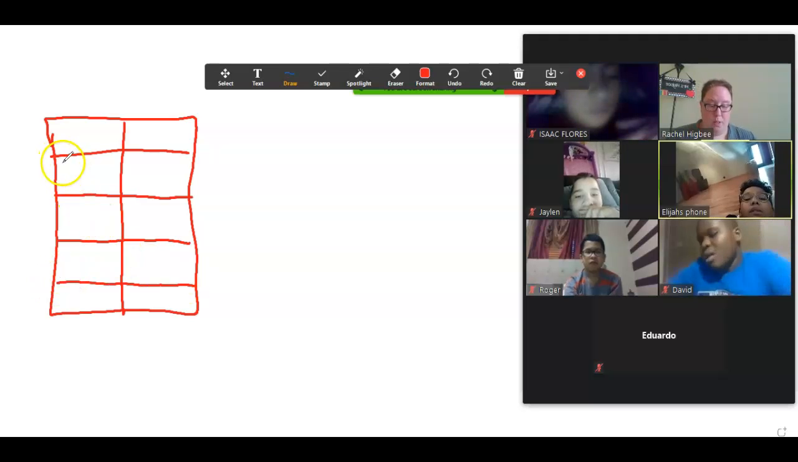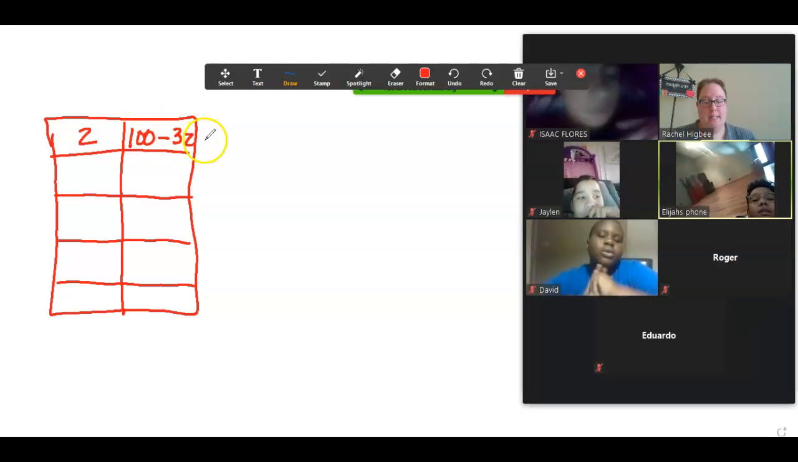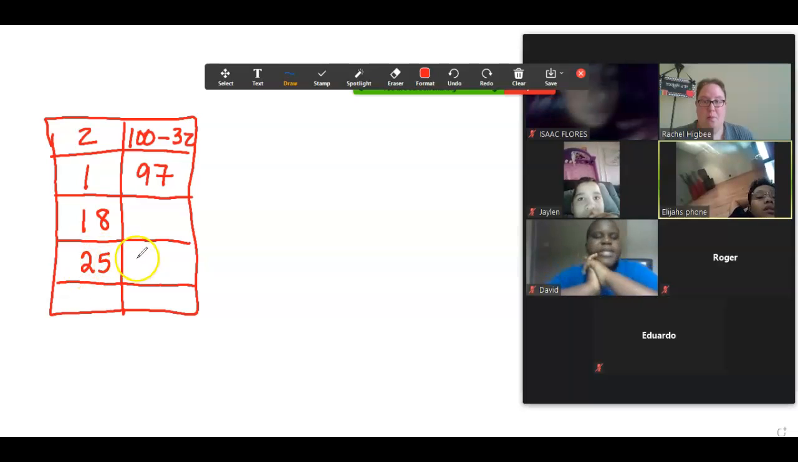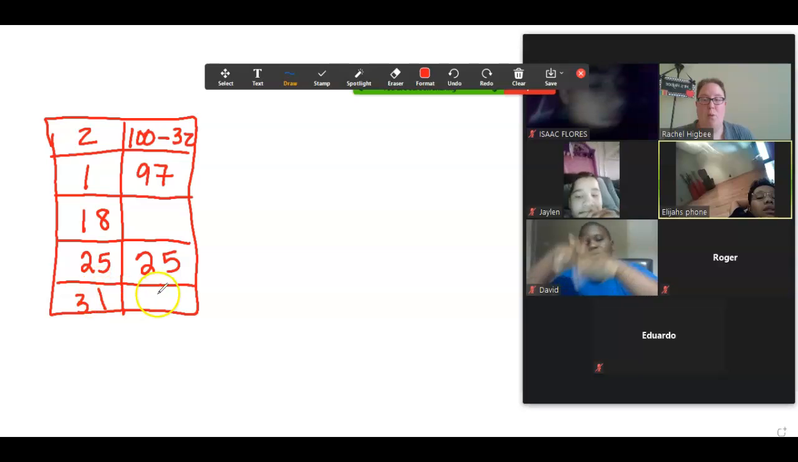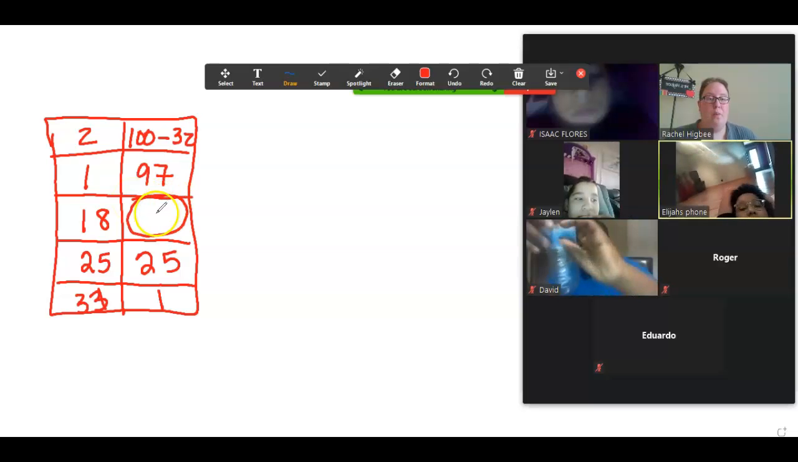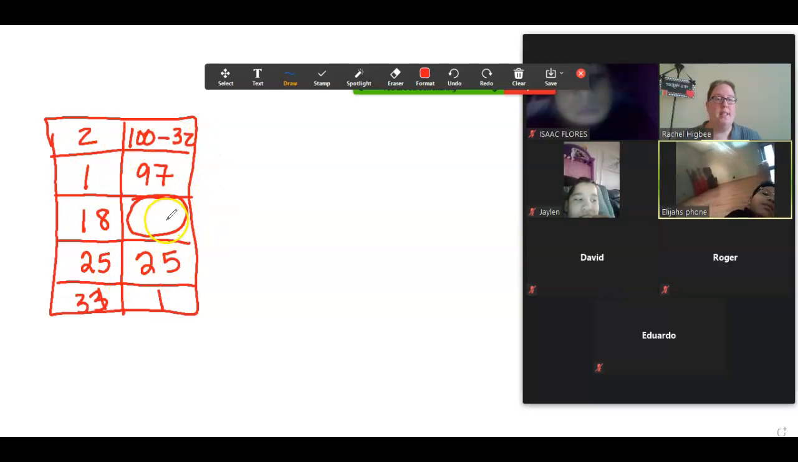All right, so this one, we're going to use Z. Okay, that's not a 2, that's a Z. All right, and what we're going to do is 100 minus 3Z. Okay, so I'm going to have these filled in. And what I want to do, whoops, that's a 3, is I need to find this answer. Okay, so on your quiz today, you're going to have tables like this, and there's going to be one thing that's missing, and you have to figure out what goes there.